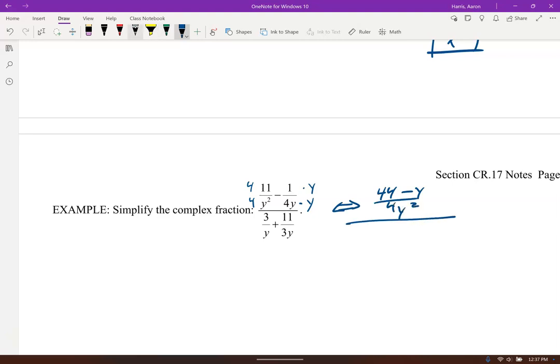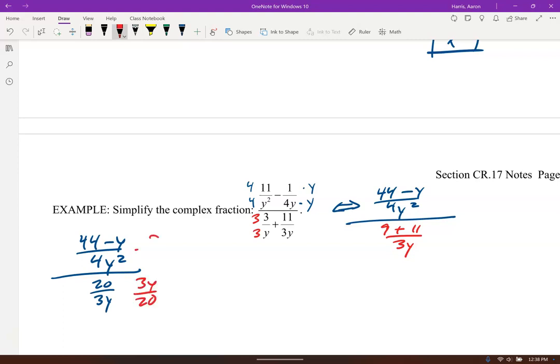Now let's do the denominator. They both have a y. The right-hand side has a 3y, so I have to give this a 3. So it looks like I'll have 9 plus 11 all over 3y. So it looks like we have 44 minus y over 4y squared all over 9 plus 11, which is 20, over 3y. And we'll multiply by the reciprocal.